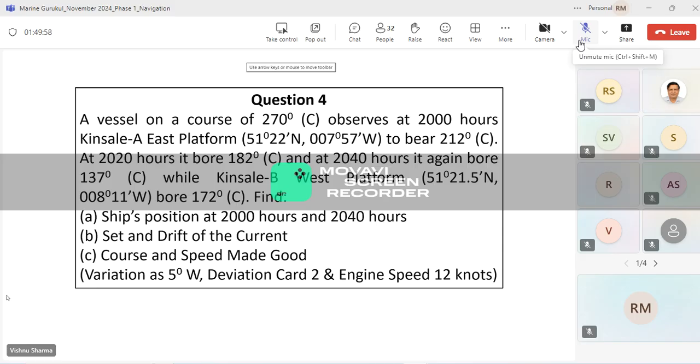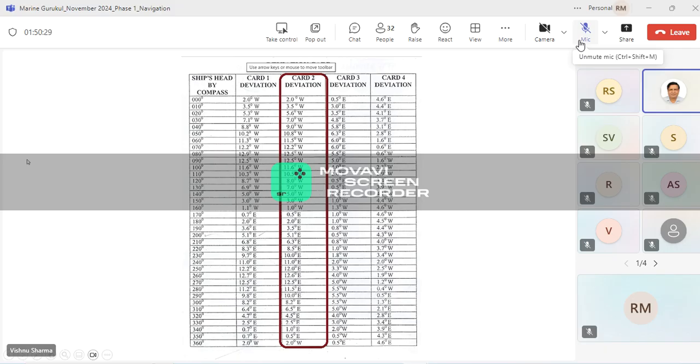Otherwise, a vessel is on a course of 270 degrees compass, observes at 2000 hours, Kinsale A east platform to bear 212 degrees compass, 2020 hours, 182 compass, and 2040, 137 compass. While Kinsale B platform at 2040 bore 172. To begin with, can you please correct all these things before we talk about further?